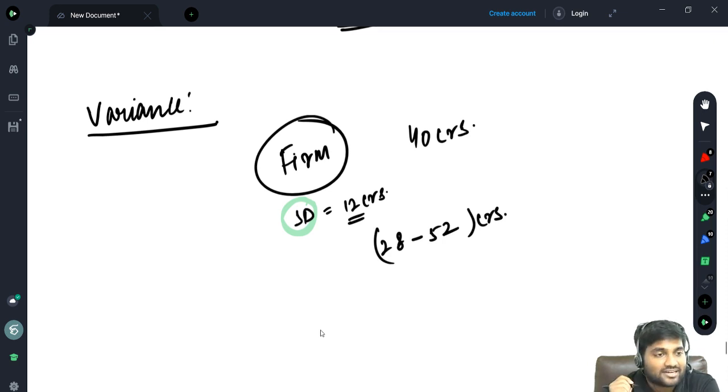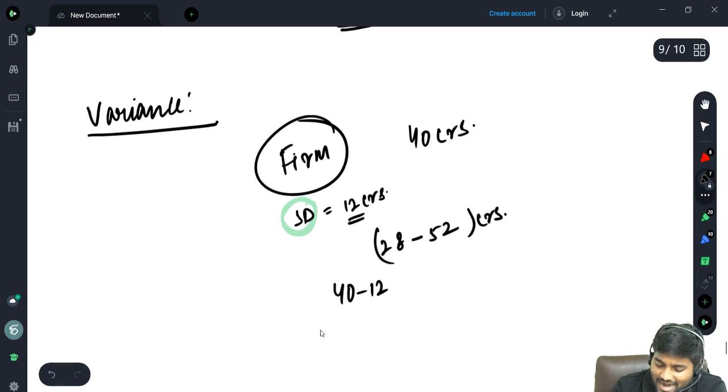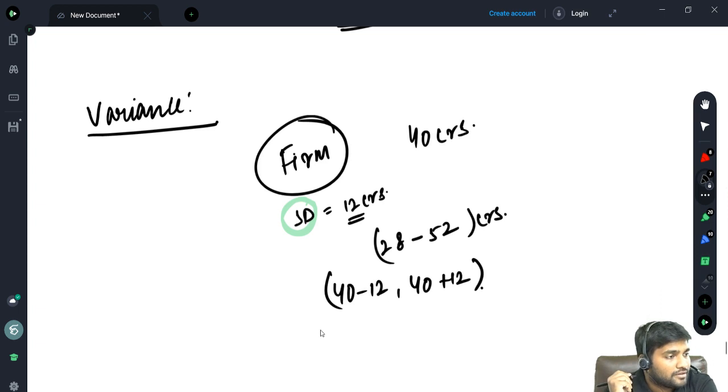How did we arrive at this range? It is 40 minus standard deviation, 40 plus standard deviation. So it is not that the firm sales cannot go up more than 52 crores. It can be 60 crores also. It can be 20 crores also. But this is giving me on average what will be the range of sales. So basically standard deviation is the average fluctuation around the mean. And what is variance? SD square. Variance is standard deviation square, or standard deviation is root variance.